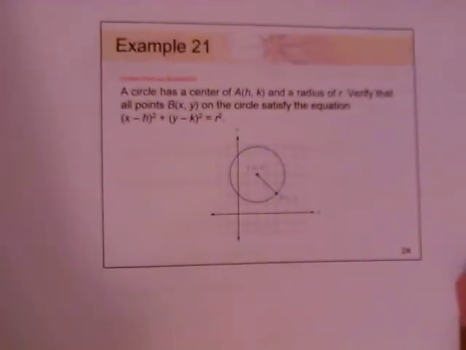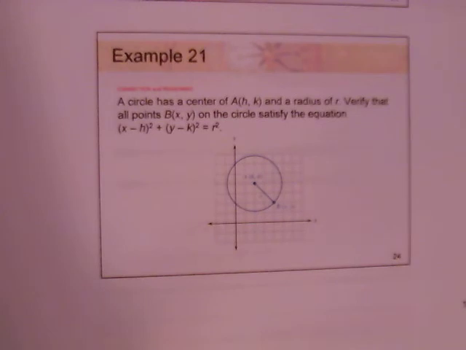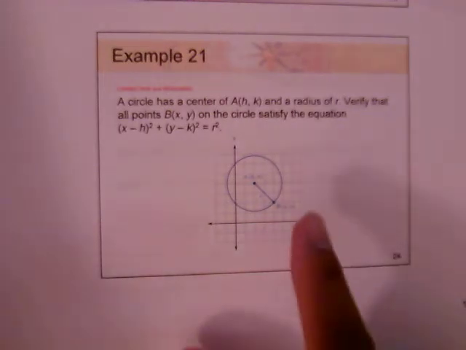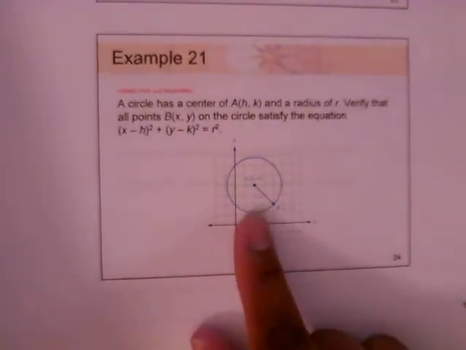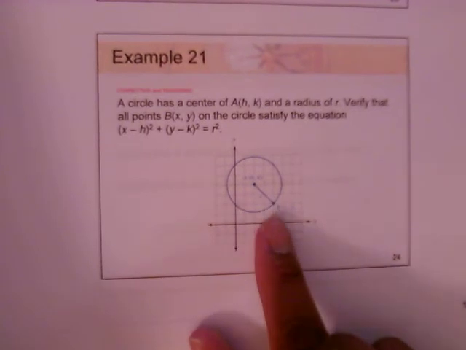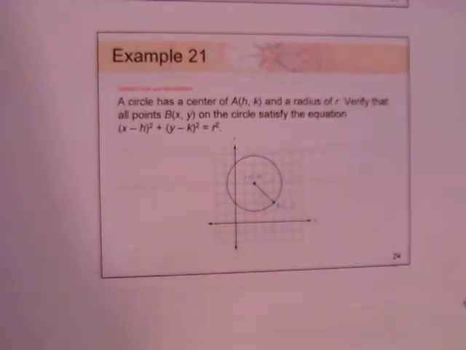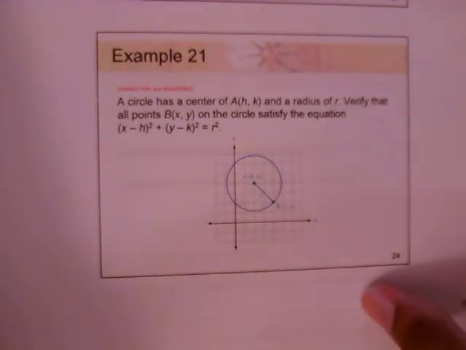Okay. So here, a circle has the center of A, which is going to be the ordered pair H, K, and a radius of R. So here, the center is H, comma, K, and then this distance from the center to a point on the circle is called the radius R. And let's say I want to verify that all points B, which is X, comma, Y, on the circle satisfy the equation X minus H quantity squared plus Y minus K quantity squared is equal to R squared.